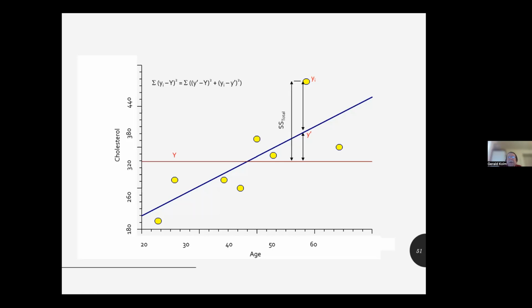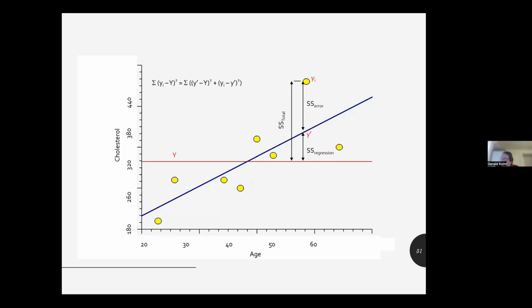So we call this the total sum of squares. That's this part of the formula. This is called the sum of squares regression. In other words, the difference between the predicted value and the mean value. And then the difference between the observed value and the predicted value is error.